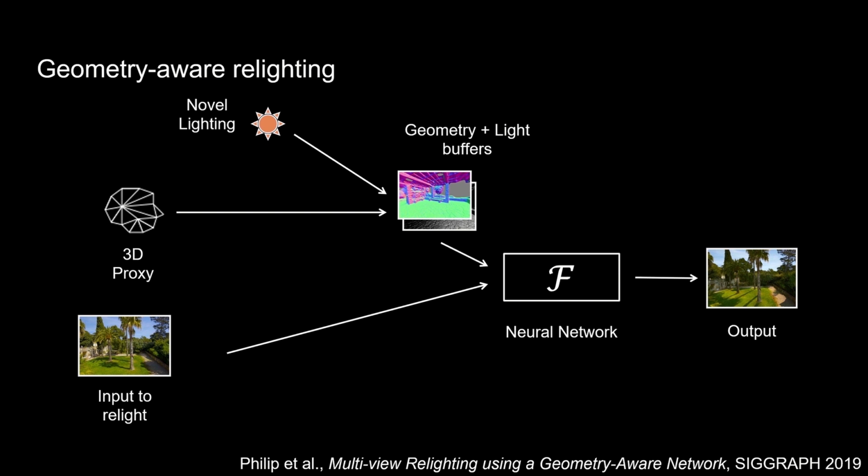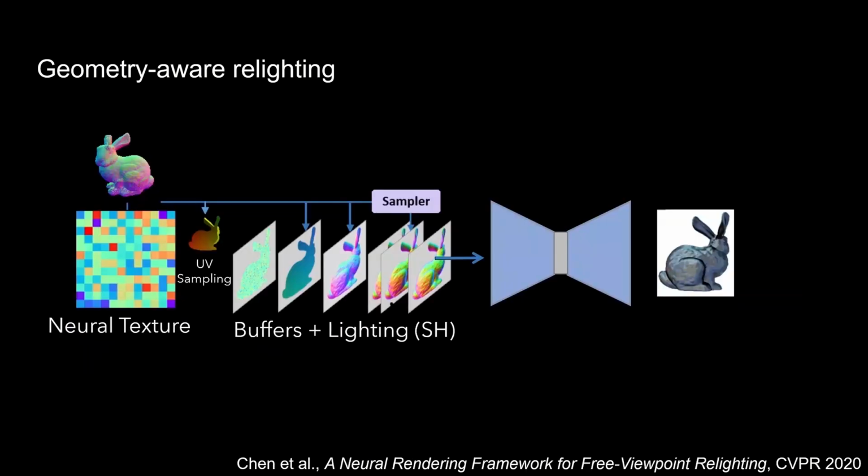In particular, Philip et al. leveraged some rendering buffers and shadow maps for relighting, and you will get more information about this work later in the session. Chen et al. optimized neural textures for the mesh and project the features to a novel view to do relighting.